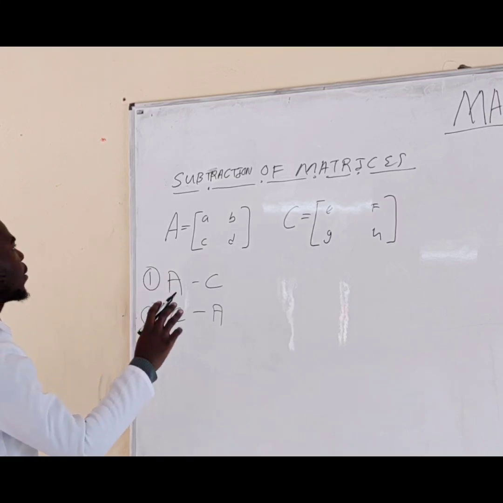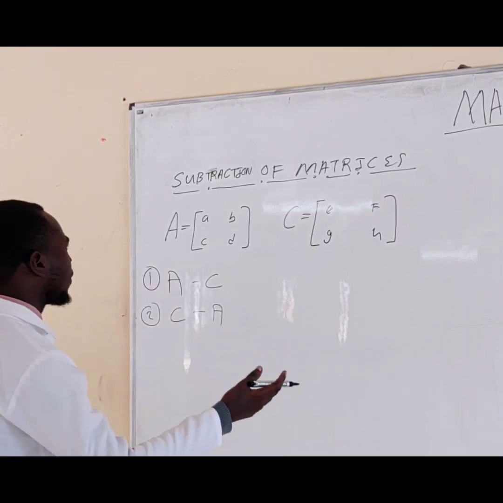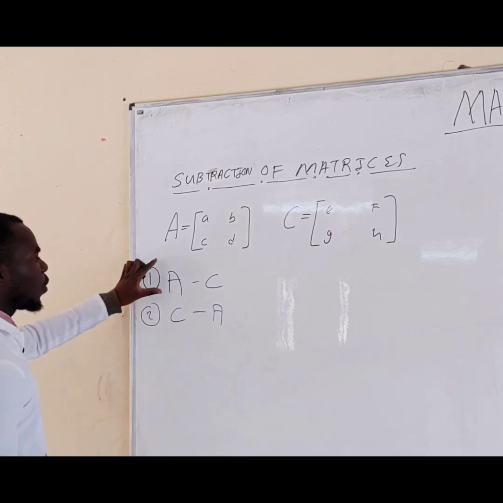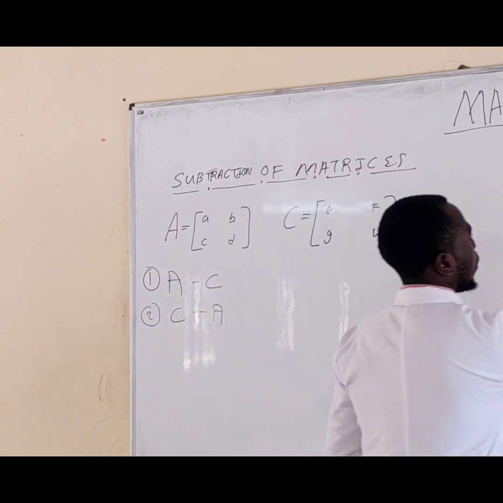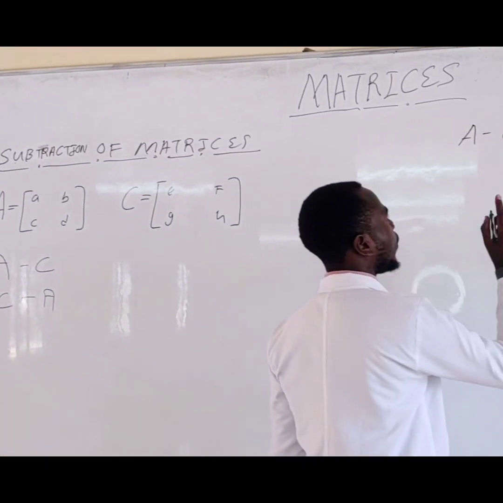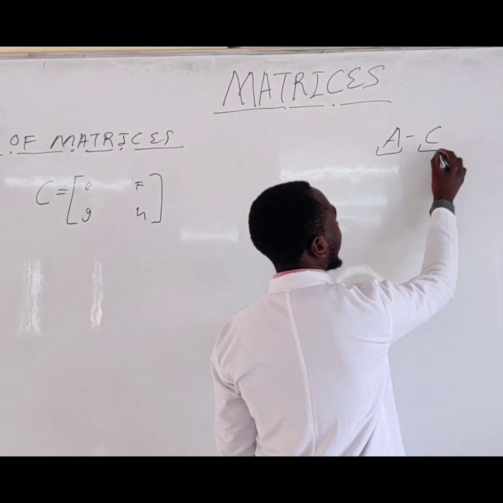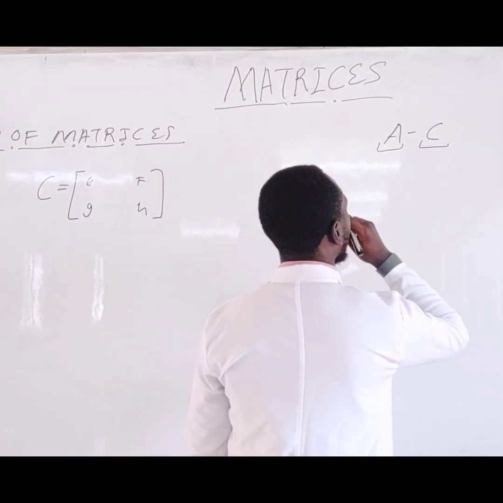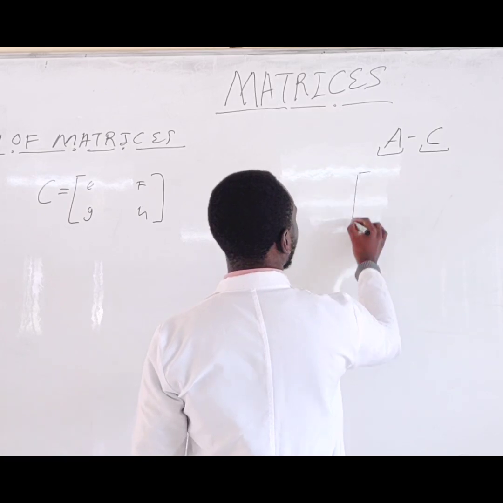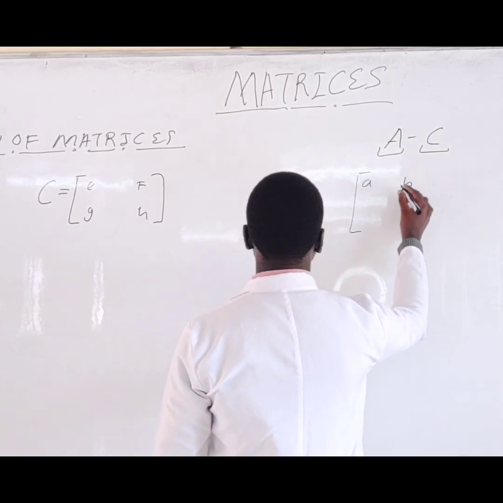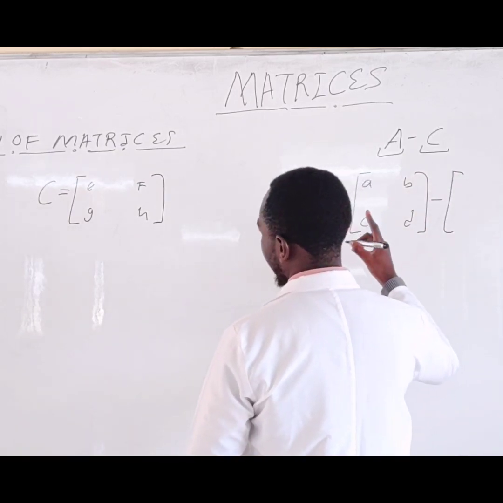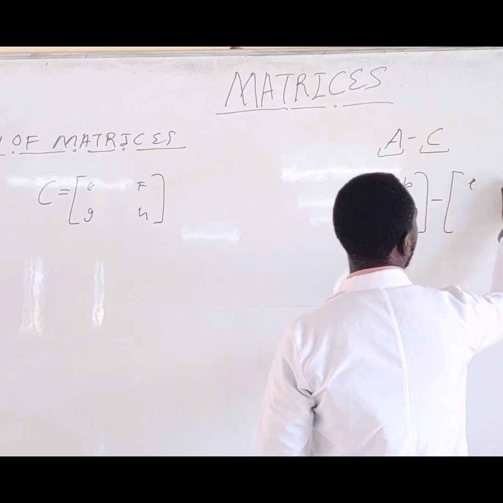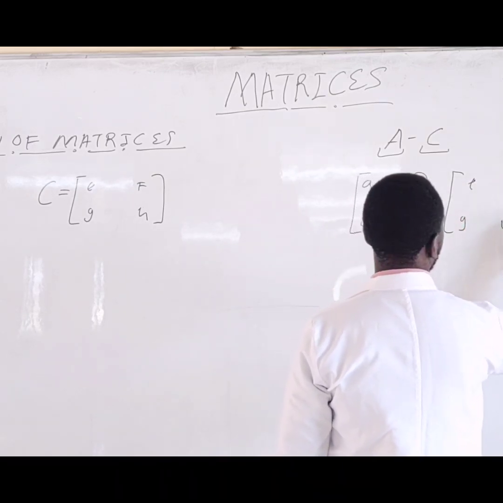I believe no questions. Okay, now we have subtraction of matrices. Subtraction of matrices is just the same as the addition of matrices. Here you are given A minus C. What are you going to do? You have to follow the order. A is the one that is in front, followed by C. So A minus C simply means you are going to start with matrix A, which is A, B, C, D. You are going to have something like this, then minus C. What is your C? Your C is E, F, G, H.